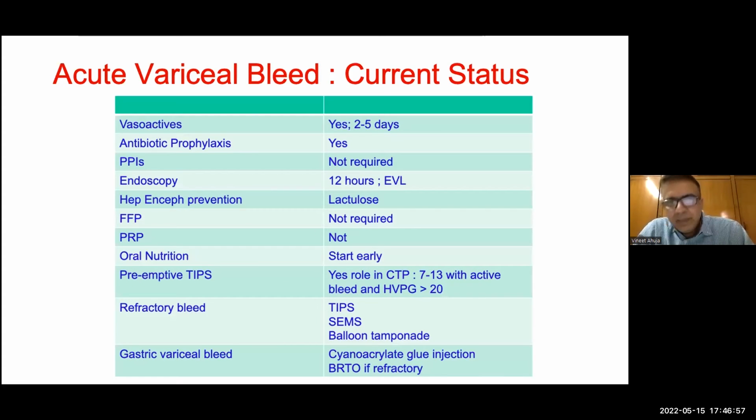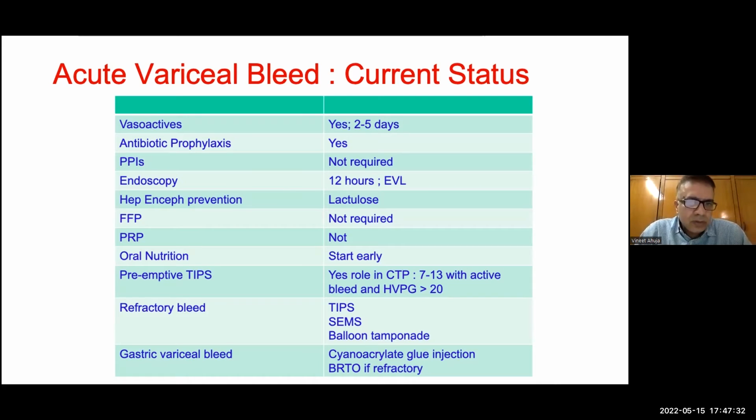So if I would summarize the current status of acute variceal bleed: vasoactive drugs, yes, in all cases, for 2 to 5 days. Terlipressin, somatostatin, octreotide. Terlipressin has been associated with the best survival rates, but at the same time, terlipressin has been associated with more adverse events compared to somatostatin or octreotide. Antibiotic prophylaxis, ceftriaxone, 1 gram for 24 hours for 5 to 7 days, yes. PPIs are not required. Endoscopy can be done early on within 12 hours. EVL, endoscopic variceal ligation, is the best modality of hemostasis.